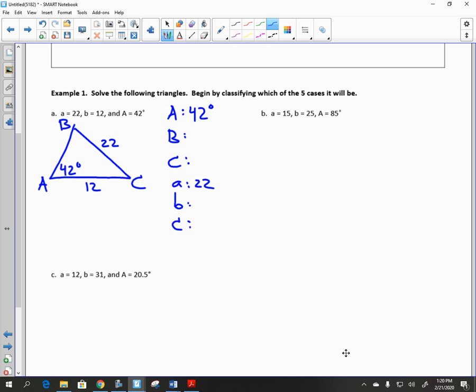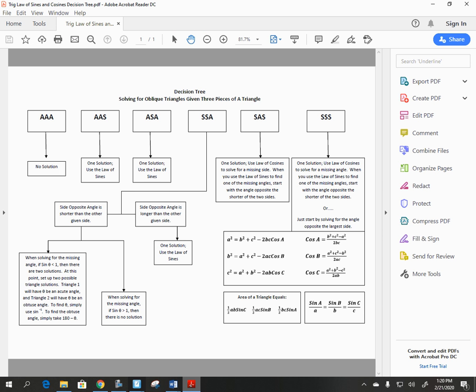Can somebody tell me, out of the 6 different kinds of triangles that I have, which kind of triangle is this? It is a side-side angle. I have 2 sides and I have an angle that doesn't sit between them. So I have side-side angle. Backwards spells donkey, right? So I go here.